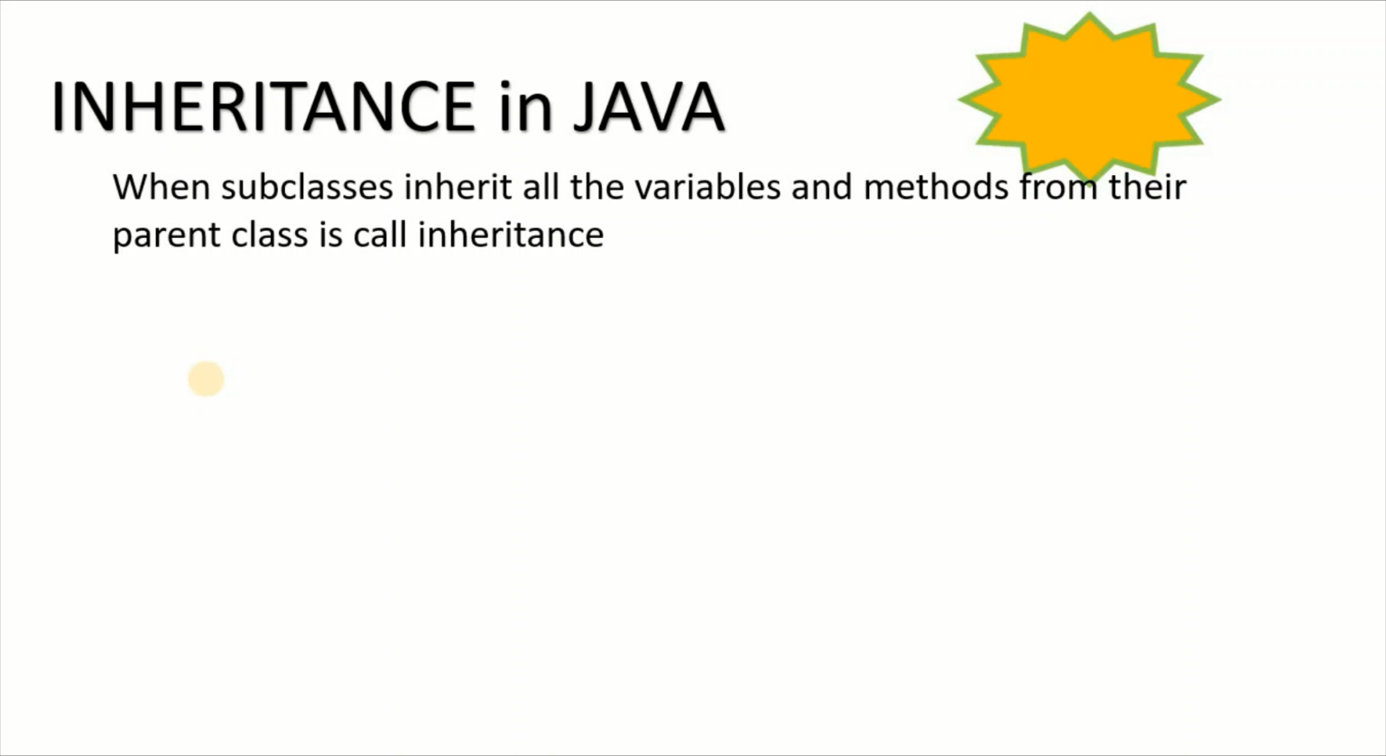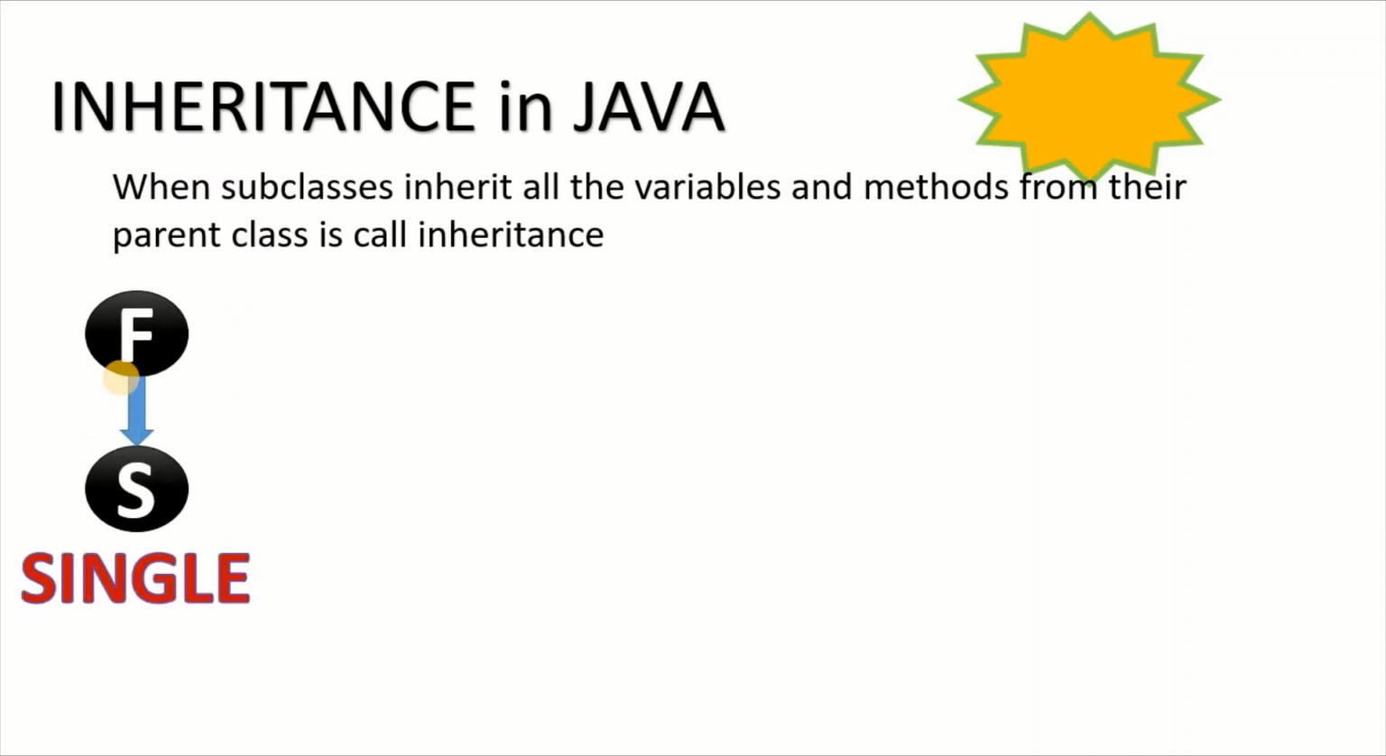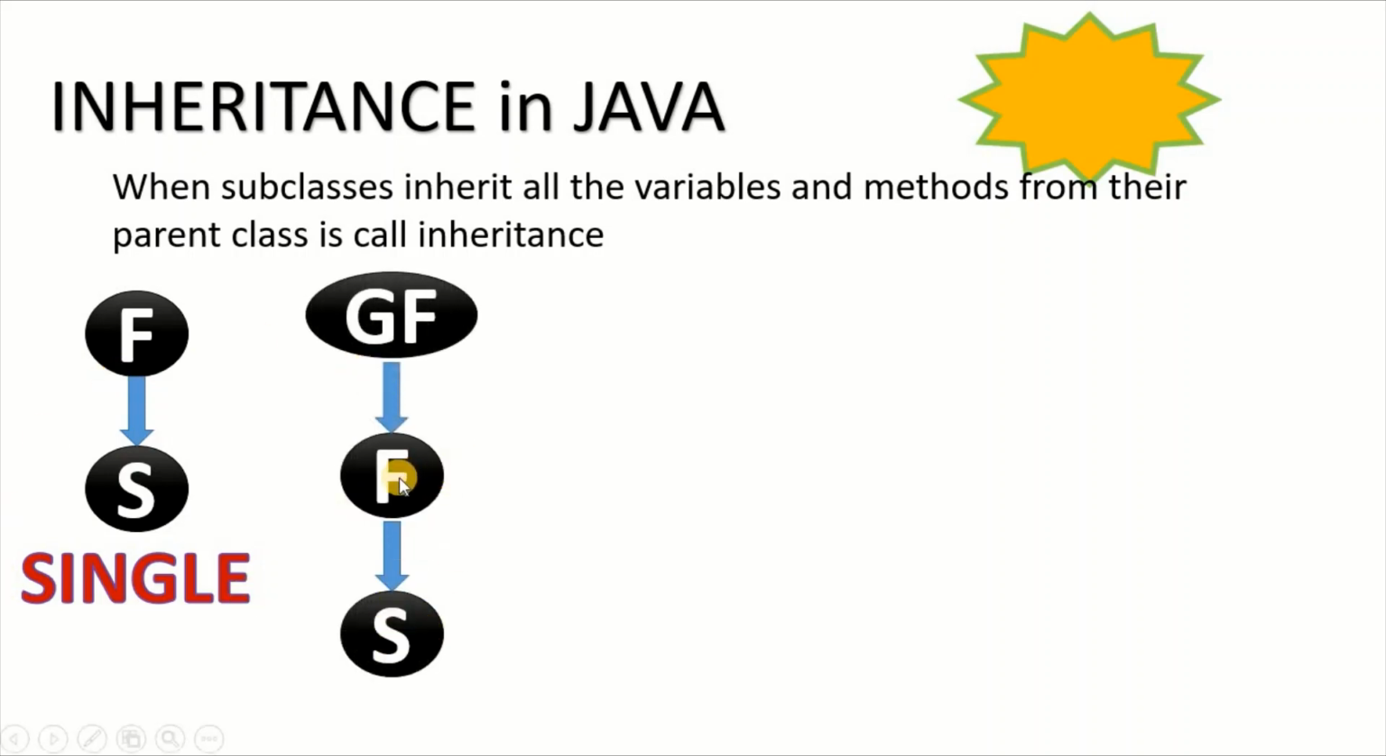Now, inheritance in Java. When subclasses inherit all the variables and methods from their parent class, it is called inheritance. Example: a son inherits from his father. This is single inheritance. Now, a son inherits data from his father, and the father inherits characteristics or data from the grandfather. So this is another inheritance, called multi-level inheritance.